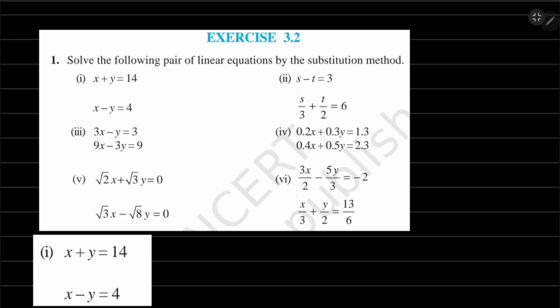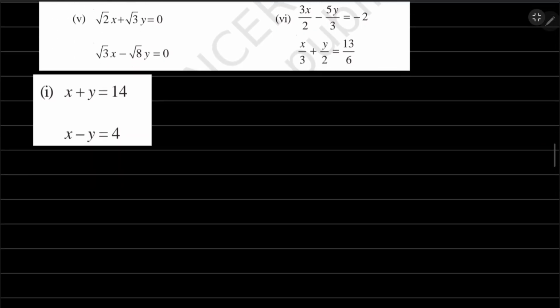The very first question is: solve the following pair of linear equations by substitution method. So you have got 6 questions and all the 6 questions have to be solved using substitution method. Okay, so let's get started with the first question. You are given x plus y equal to 14, x minus y equal to 4. So let the first equation be equation 1, let the second equation be equation 2.